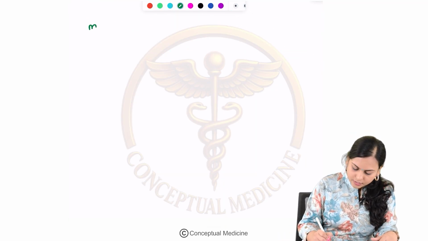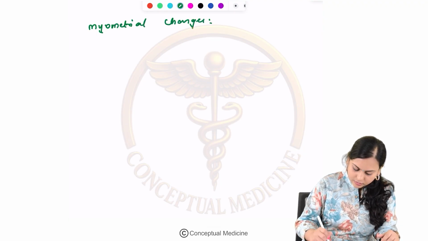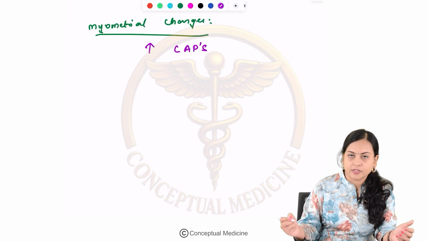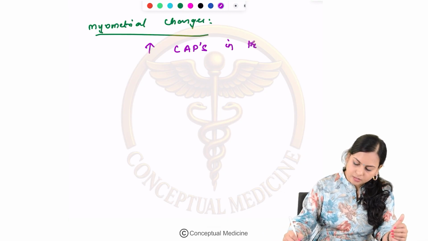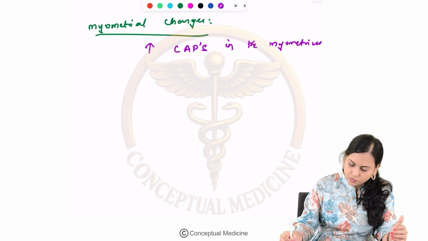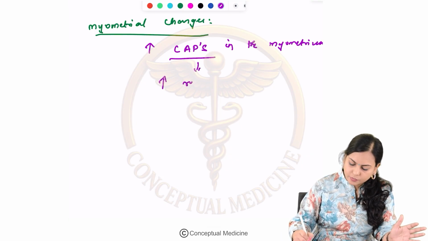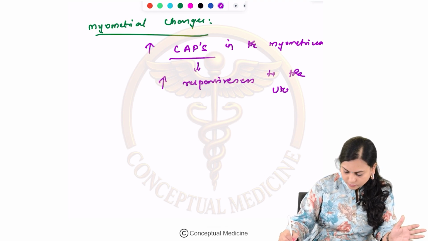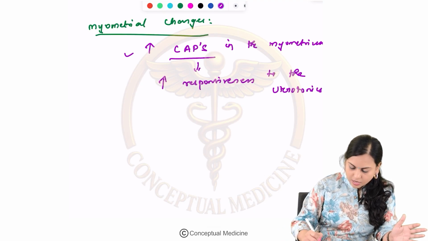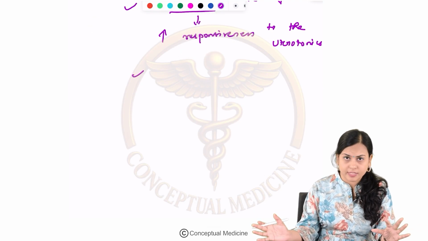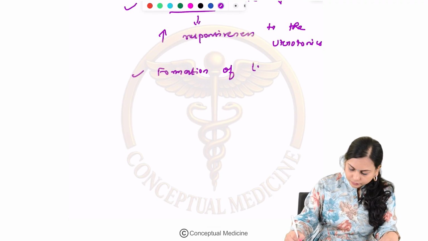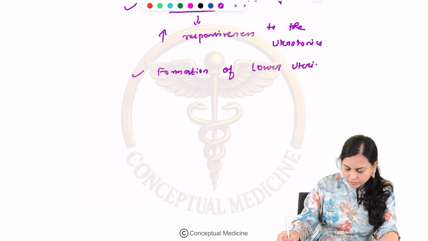Okay. So, first one is myometrial changes. There is increased expression of CAPs, that is contractile associated proteins in the myometrium. So, this will increase the responsiveness to the uterotonics. Then, there will be formation of lower uterine segment.